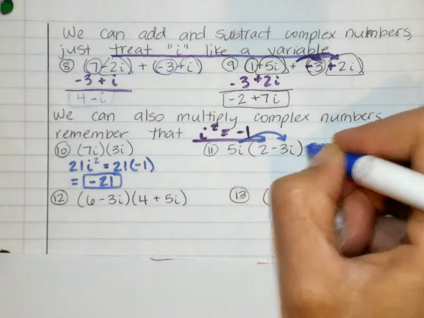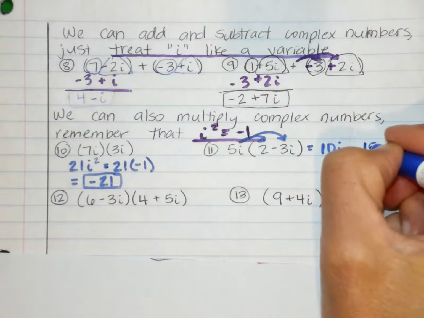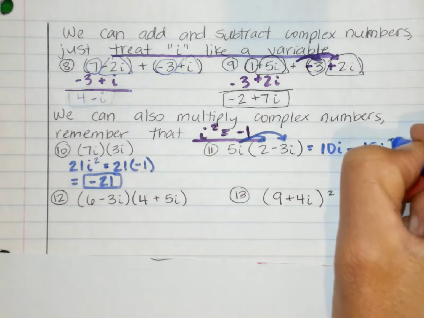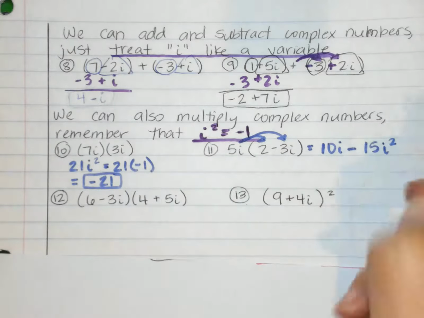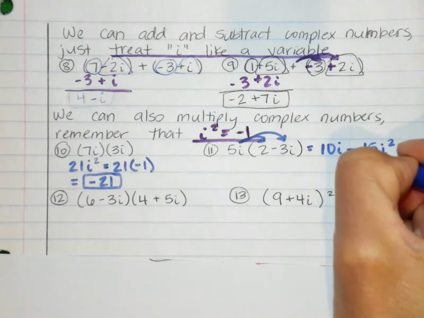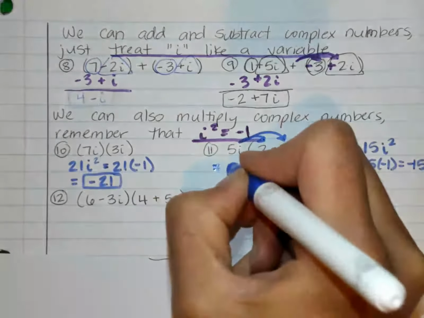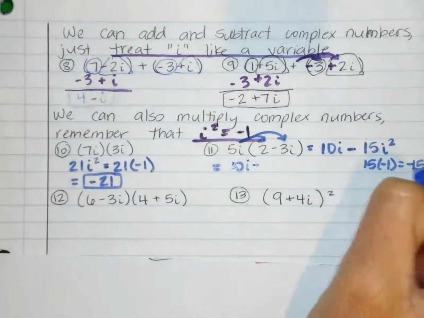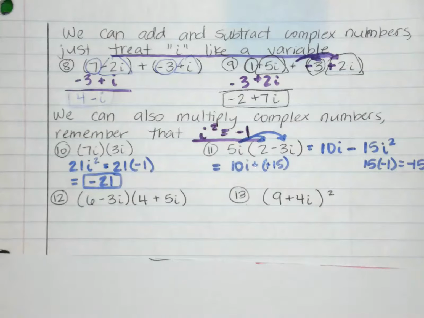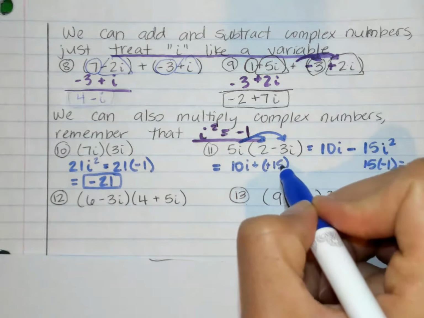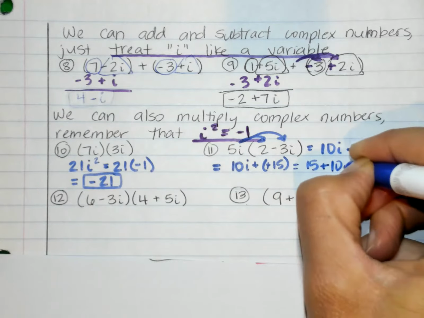5i times negative 3i would be, sorry, 5 times 3 is 15, and then i times i is i squared. But then we have to do like what I did right here. 21 times i squared is like 21 times negative 1. So that's like 15 times negative 1, which is negative 15. So then I would get 10i minus, but then that's negative 15. So I have to change it to a plus. And I also want to write the real number first. So now there's no more i, so the 15 will come first. 15 plus 10i.